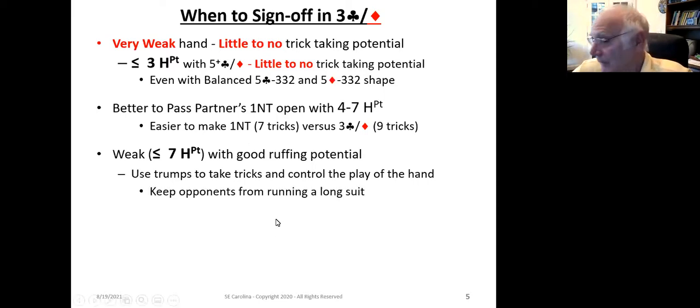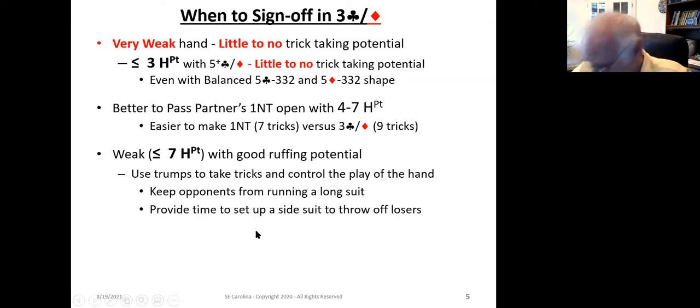So it keeps the opponents from running a long suit, and it also provides you the time and the opportunity to set up a side suit if you've got one. And remember, your partner opened one no trump, so they can throw off losers. So while you might have a really weak hand, there's still potential that your partner might make the contract if they're in the right contract and the cards break in their favor.